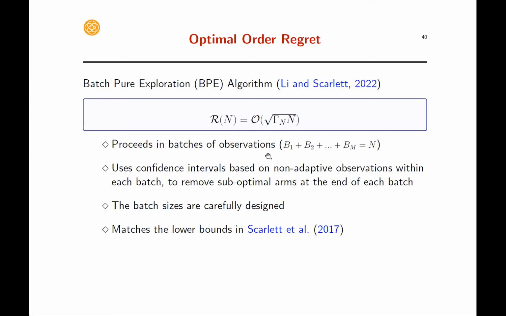Their algorithm proceeds in batches of observation. So they divide the time horizon n into m batches of observation and use confidence intervals based on non-adaptive observations within each batch to remove the suboptimal arms at the end of each batch. So basically, the idea is to design an algorithm that is capable of using non-adaptive observations. And they select the batch size in a way that gives us this regret bound. And we know that this is optimal because it matches the lower bound proven in this paper.